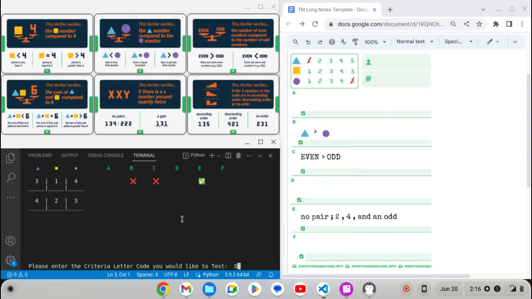Let me go ahead and test D and see if the sum is right. Yeah, okay, so the sum is 6. Now we still don't know the order of it, but at least we know that the sum is 6. So that was criteria D, and yes, the sum of triangle plus square is equal to 6.